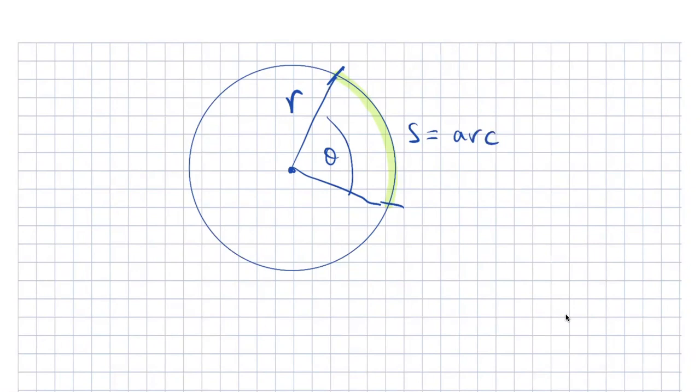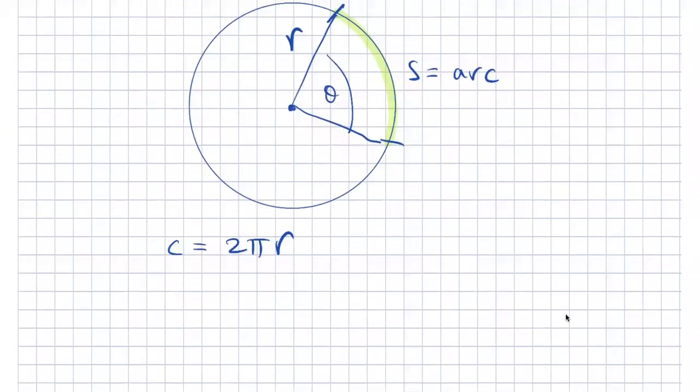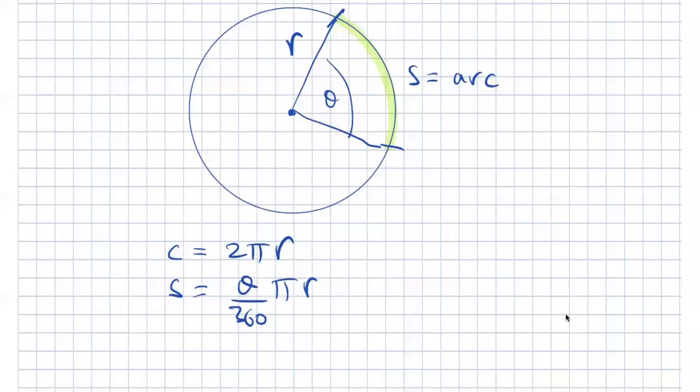And we already know that the circumference of a circle is 2 pi r. So knowing that, therefore S is going to be equal to theta over 360 degrees, because it's that part of the circle that we're dealing with. So if the angle was 60 degrees, for example, then it's 60 over 360, it's part of the circle. So it becomes theta over 360 times 2 pi r, and that's how we can go ahead and calculate the arc length.